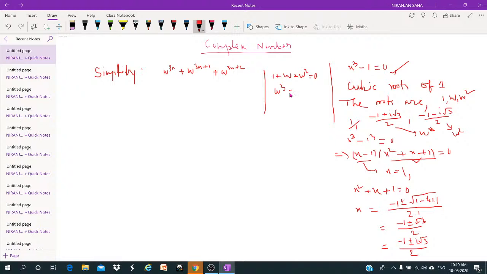So these two relations we will use to simplify this. We take omega to the power 3n in common. We will get 1 plus omega plus omega square. So it is very easy now to prove this. This is equal to 0. So omega to the power 3n multiplied by 0 is equal to 0. Very simple proof.